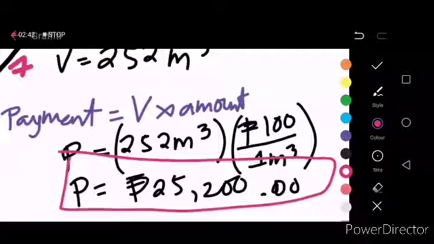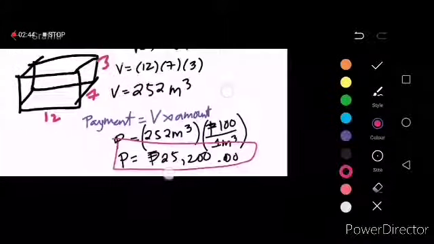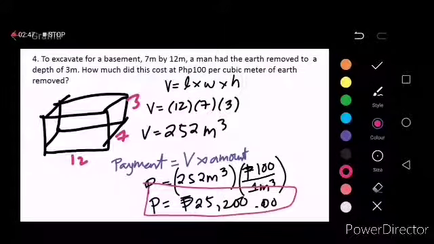Ayan. So, pag nagpahukay daw kayo ng ganyan, that's 25,200. Well, malapit sa katotohanan yan. Mahal talaga nagpapahukay ng ganyan. Kaya yung iba, kumukuha na lang sila ng mga tao para maghukay. Pero kung 12 by 7 by 3 yan, mas mabilis kung gagamit ng makina, backhoe, for instance, di ba? At yan talaga yung amount na babayaran ninyo kung ganyan kalawak yung lupa na papahukay nyo. Okay?